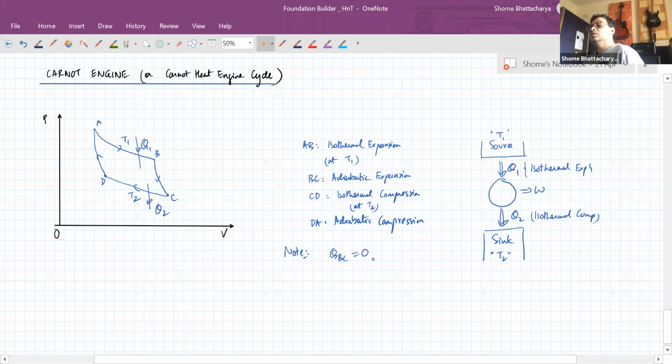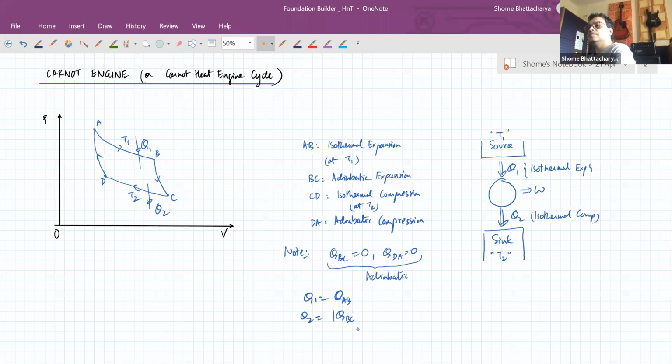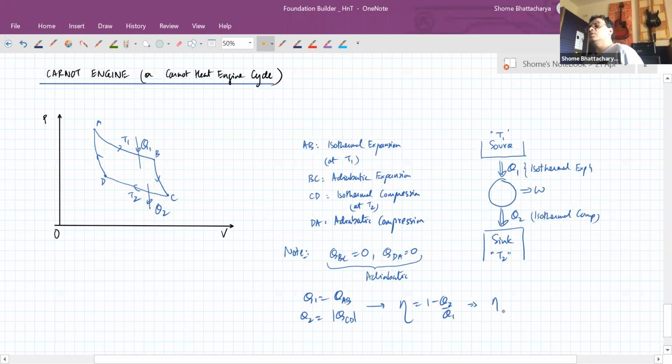Okay. So you can see that QBC is 0 and QDA is 0 because these are adiabatic processes. Okay. So Q1 is equal to QAB and Q2 is magnitude of QCD. And the efficiency is 1 minus Q2 by Q1. Now this efficiency here actually becomes 1 minus T2 by T1. So this particular formula is for a Carnot cycle.